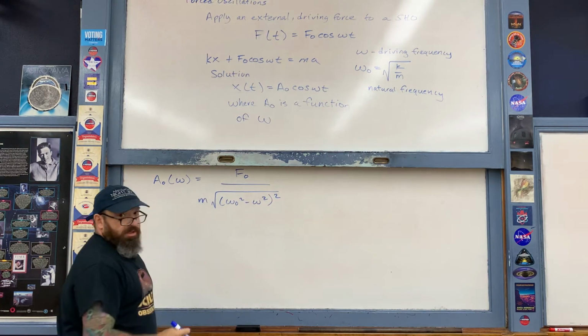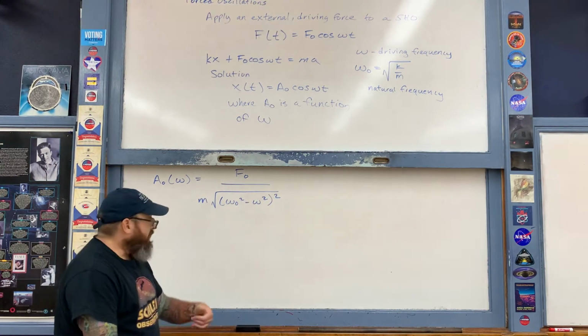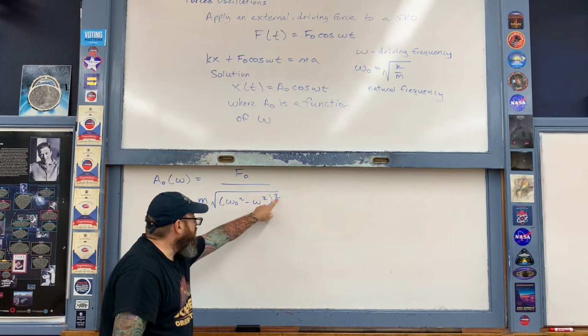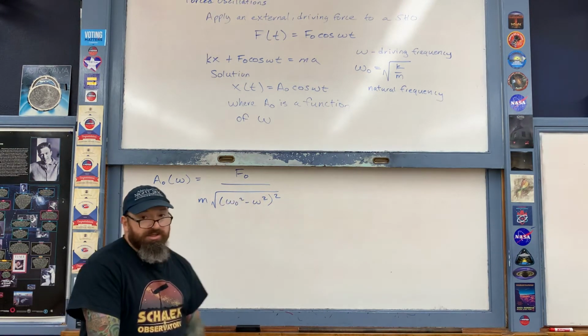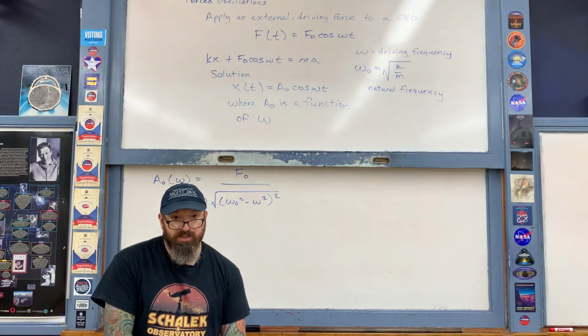This expression here. Now the expression is written the way it is. The parentheses here is squared, and then we take the square root of it just to get rid of any negative signs associated with the denominator.